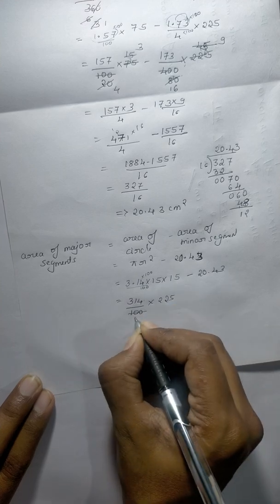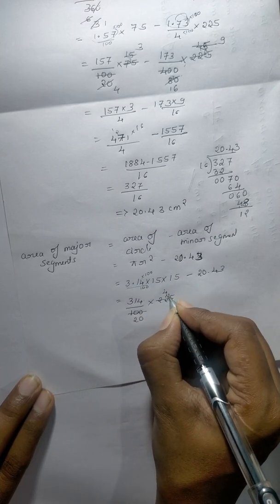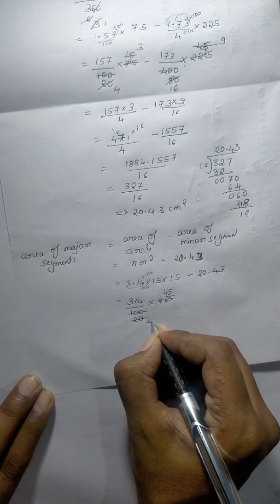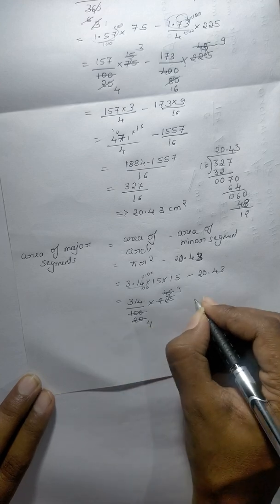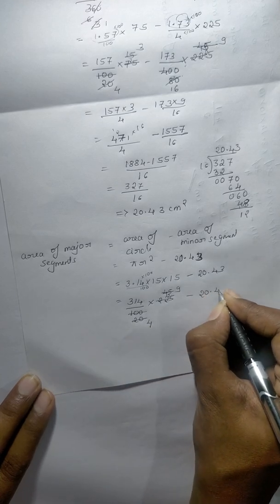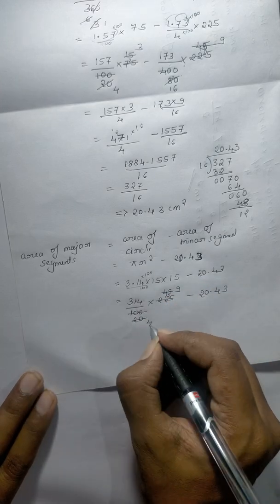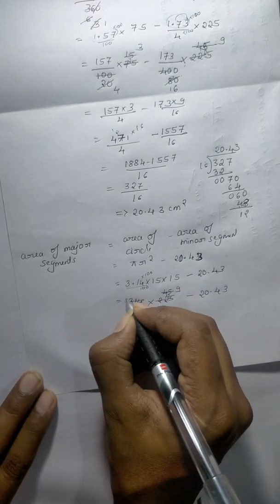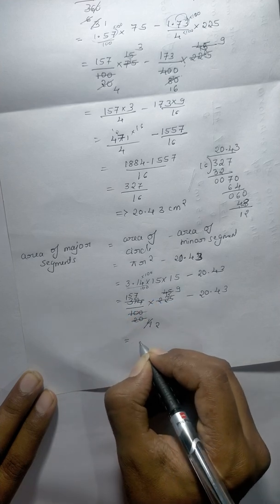So 5 2s are 10, 0, 5 4s are 20. So 2 remains, 5 5s are 25. 5 4s are 20. Then 5 9s are 45. So 4 and remaining is 20.43. So 9 and 4, now it will not cancel, but here even number is there, it will cancel. 2 2s are 4, 2 1s are 2, 1 remains, 2 5s are 10, 1 remains, 2 7s are 14. So which is remaining, that much we will write.